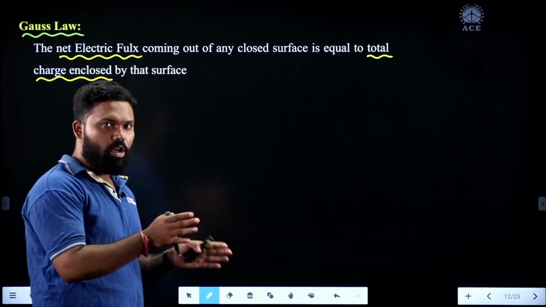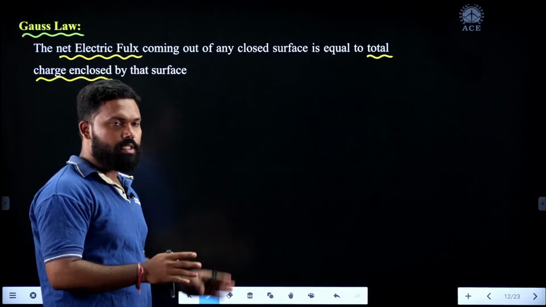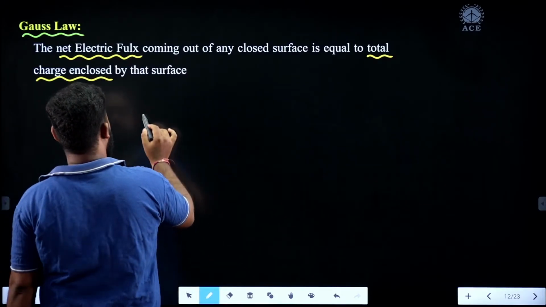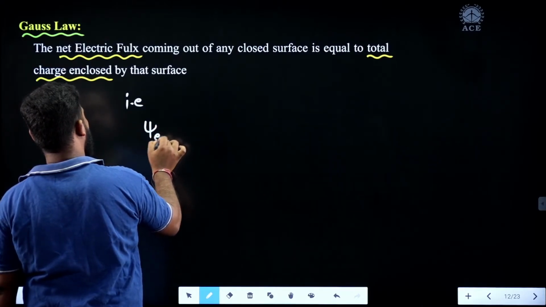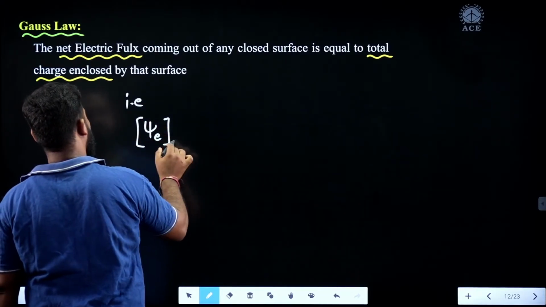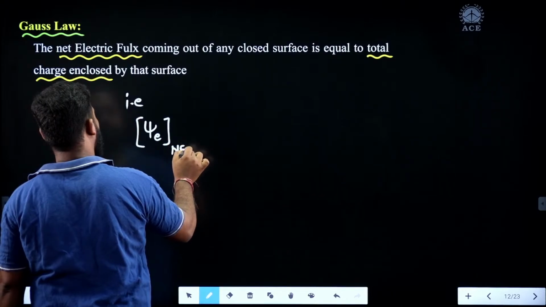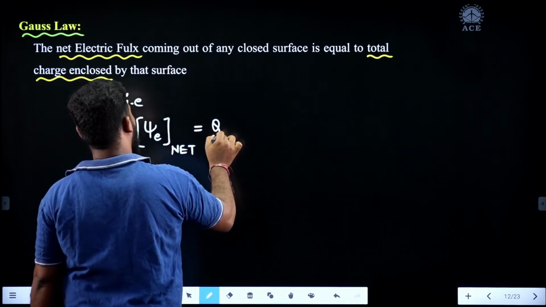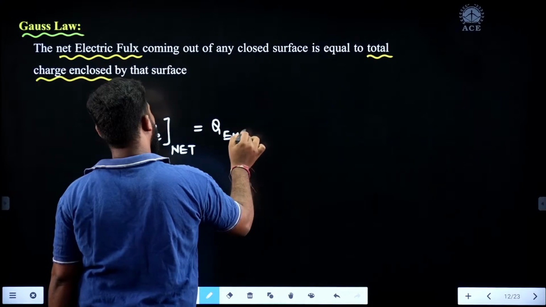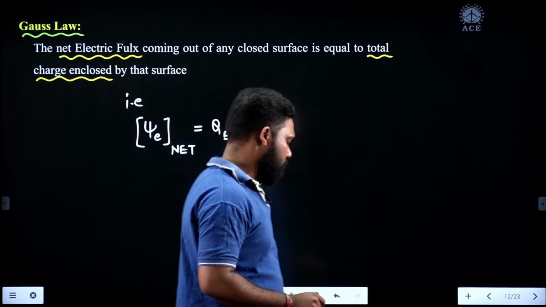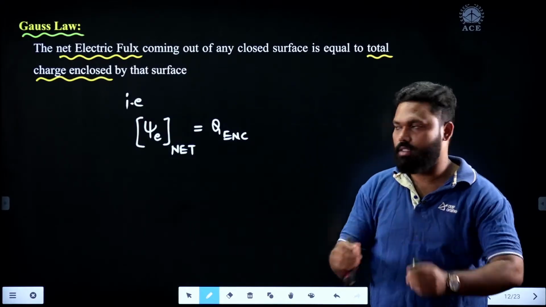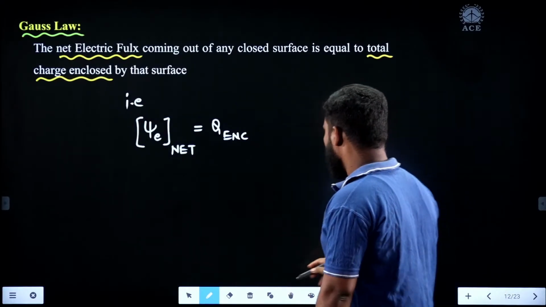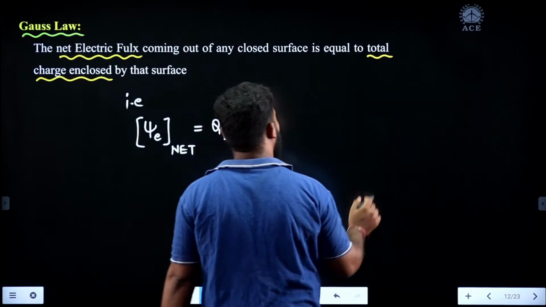I will give the intuition and logic here. How can you understand this physically? How can you write it? Electric flux is represented with psi. The net electric flux is equal to charge enclosed. Q enclosed means what? Charge enclosed. That means you need to consider only the charge which is inside the closed surface. Let me show you with an example here.